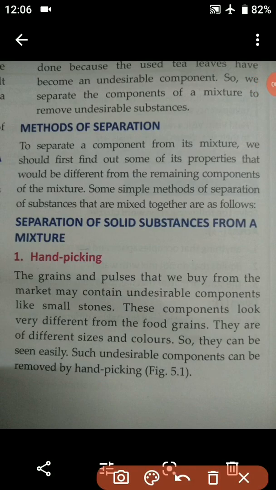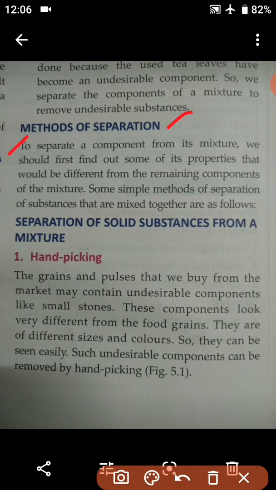So students, yesterday we started a new chapter, that is separation of substances. Today we are going to start with the next topic, that is methods of separation. So students, there are different methods of separation. Now we are going to understand about the same.